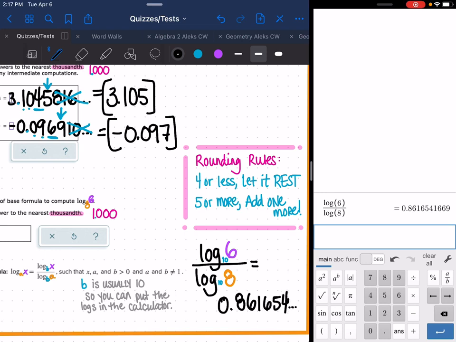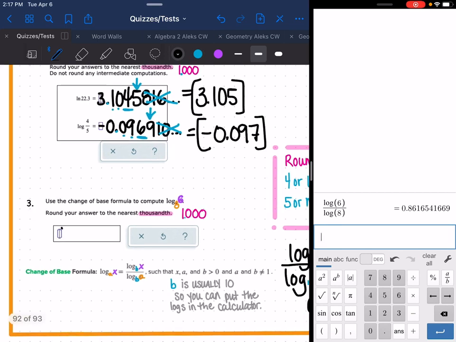0.86164 dot, dot, dot. And once again, it's asking me to round to the nearest thousandth. So I grab my decimal, 1, 2, 3, and this one's going to tell me what I should do. It is 5 or more, so I'm going to go ahead and add one more. 0.862 would be my answer.